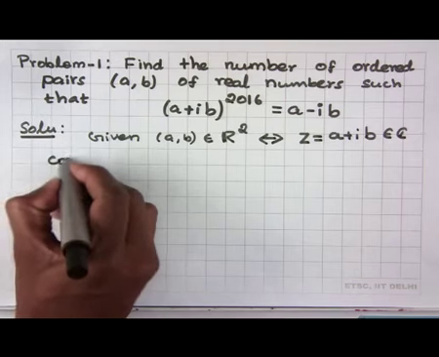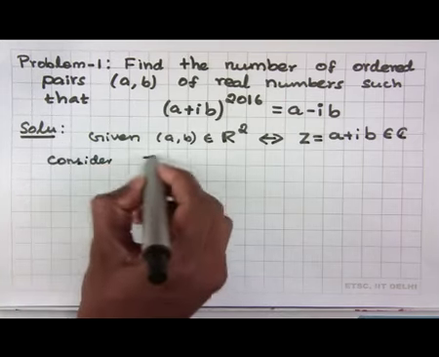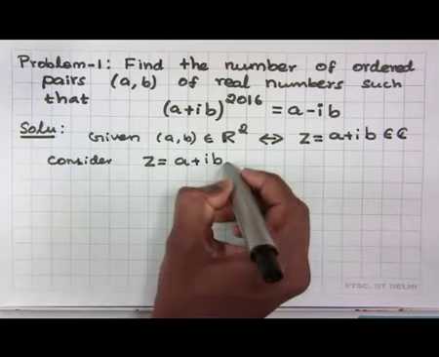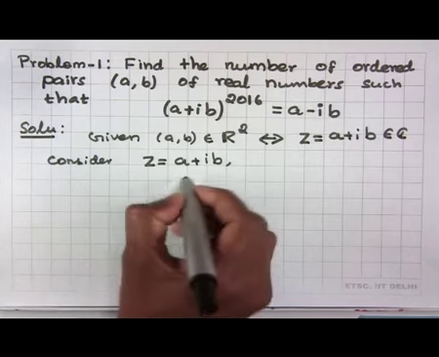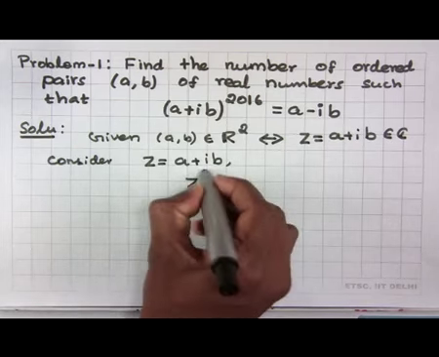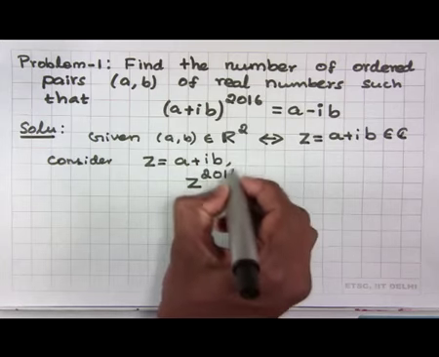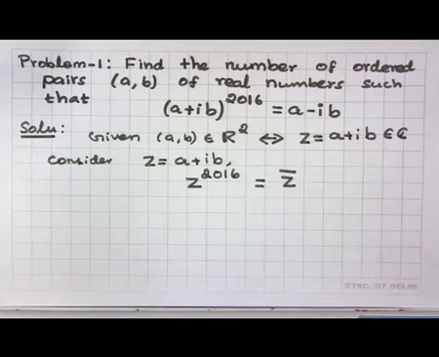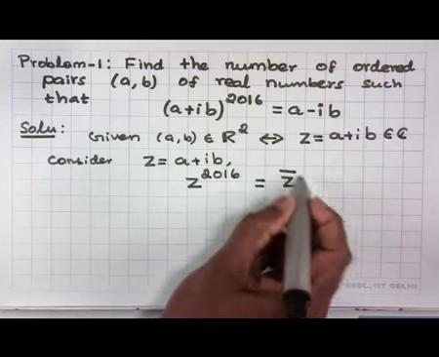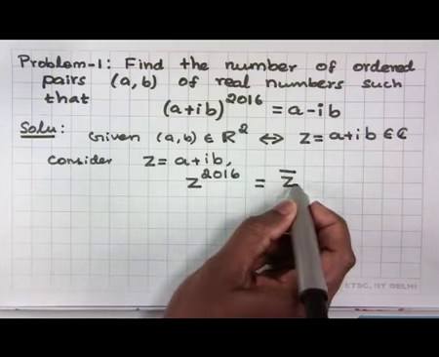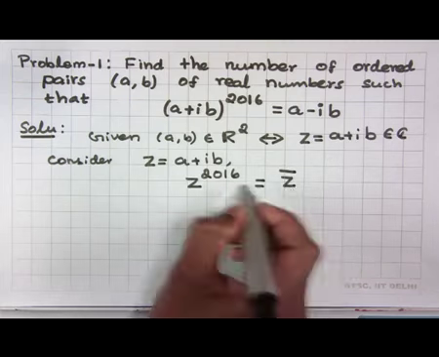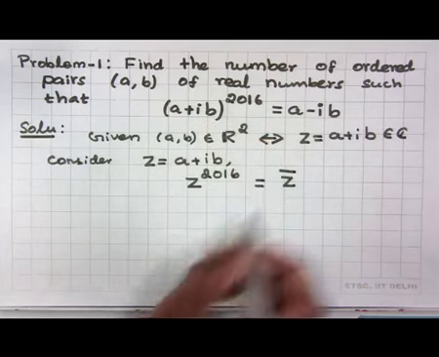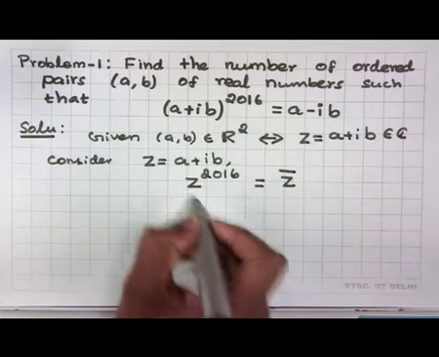So, consider z as a plus ib, and we are looking for all complex numbers z whose power 2016 should give us z bar. So, if we solve this equation for the set of all complex numbers satisfying this equation, equivalently we can associate the ordered pairs a comma b satisfying this equation. So, let us solve this equation.